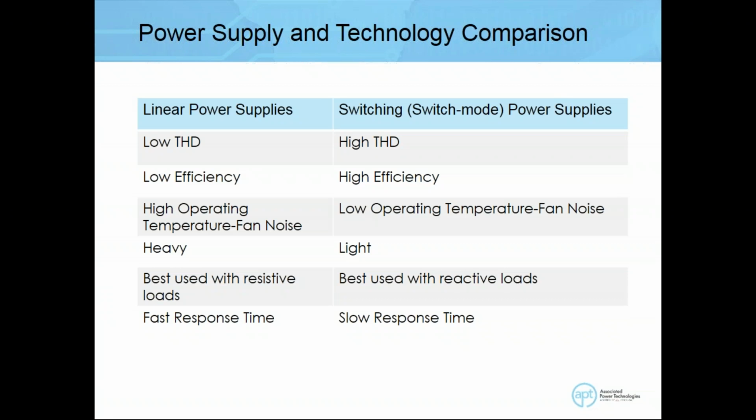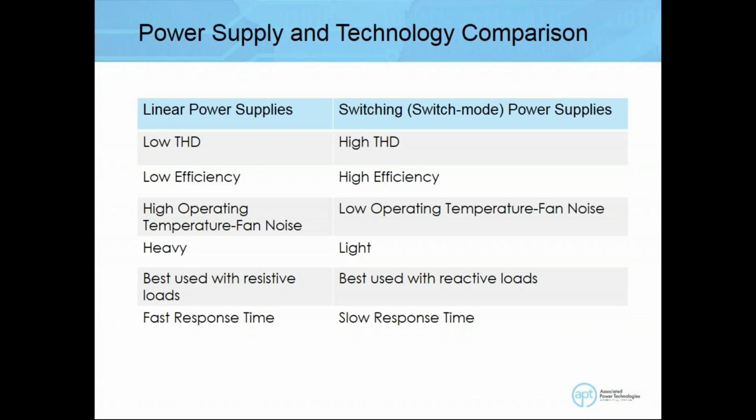For a switch mode power supply, since we're converting a lot of the DC into an AC signal, you may experience additional high harmonic distortion. So a switch mode power supply does suffer from a high THD, but it's more efficient. It's more efficient at converting energy received from the input to energy being outputted at the outputs. It also has low temperature and low fan noise, and it's lighter because it doesn't have the transformer that's required for a linear power supply.